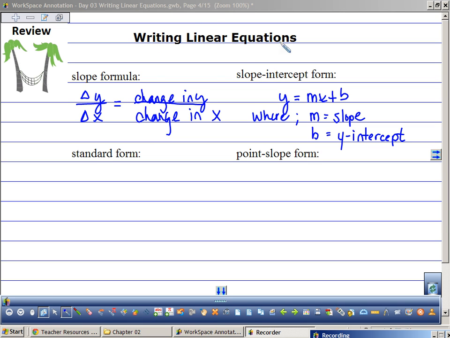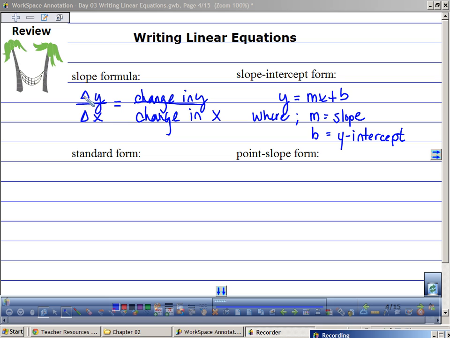We're talking about writing linear equations today. We reviewed our slope formula, change in y compared to the change in x. Slope-intercept form is your most basic from Algebra 1 that got etched in your brain, y equals mx plus b, where m equals my slope and b is my y-intercept. What does that mean for it to be my y-intercept?